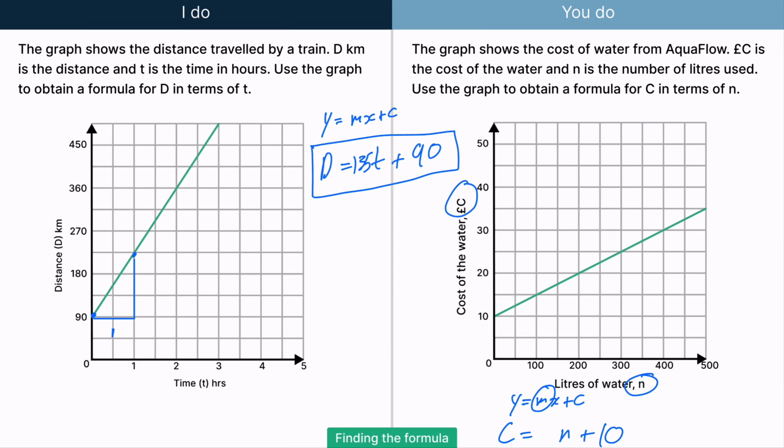So to find the gradient, we just pick a nice point like that one there. Go across, go up, so that's 100 across, and that is going to be 5 up. So that is just going to be 5 over 100. Now we can simplify that, or we can just leave it like that, but that is our answer there.